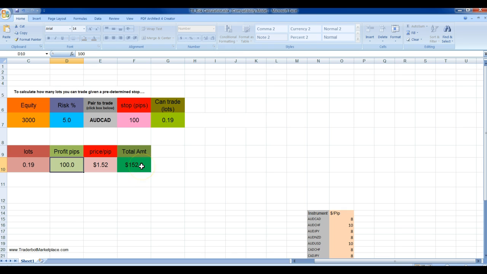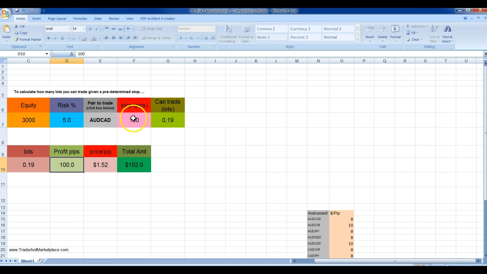Now this does not include your fees of your broker, commissions, or any other fees that they charge. So consider this your gross, what you would make. Then you have to subtract all your fees and such.